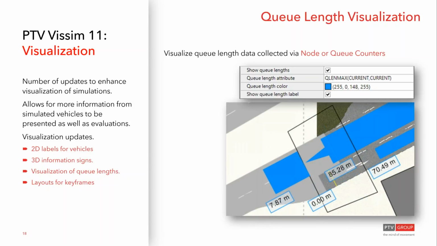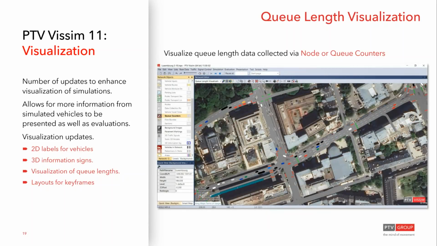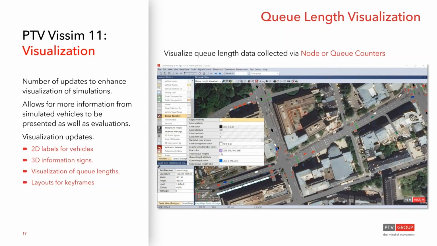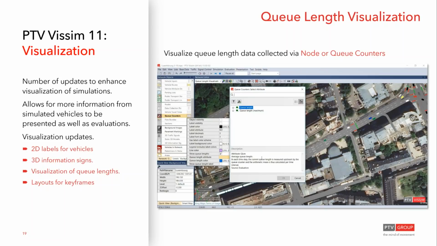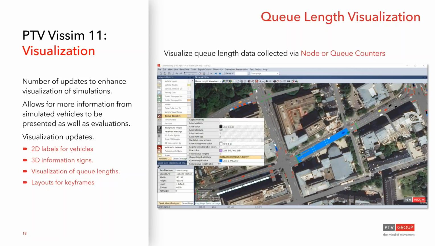And where we do have nodes and we have queues that extend beyond the back of the nodes, we also get a spike to demonstrate that that queue is continuing through that node. And here we can see it's followed up by another queue counter that demonstrates the extension of that queue. So how we access that in the network editor, when we are running an evaluation with queue counters, we can go and tick show queue lengths, select queue length or queue length maximum, current time interval, click OK.